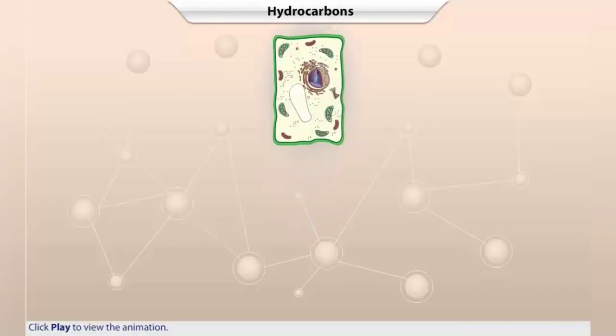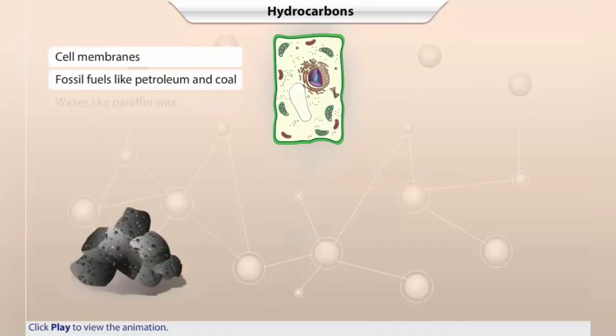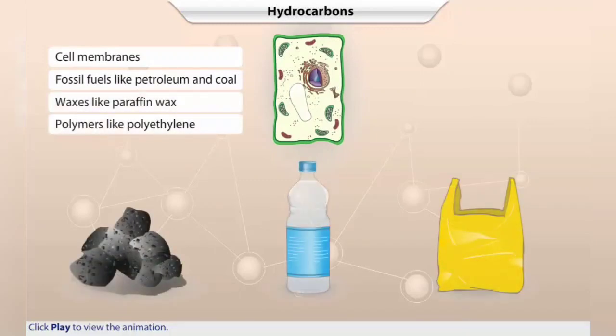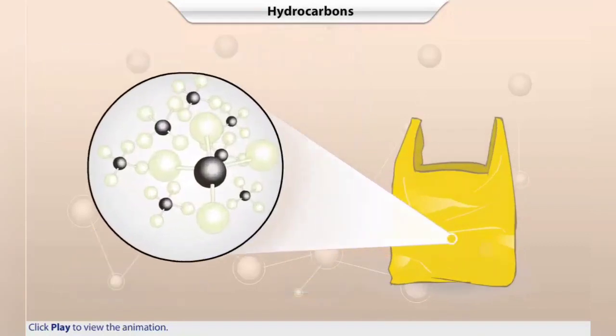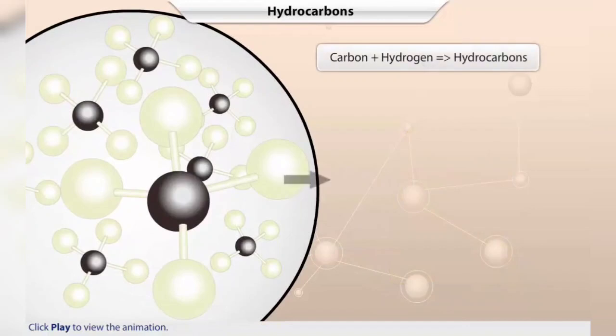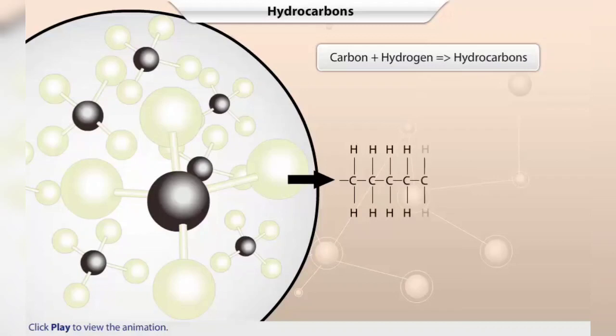Hydrocarbons are constituents of cell membranes, fossil fuels like petroleum, waxes like paraffin wax, and polymers like polyethylene. Hydrocarbons contain only carbon and hydrogen atoms. These atoms can combine in an infinite number of ways to produce millions of different compounds. Let's see how.